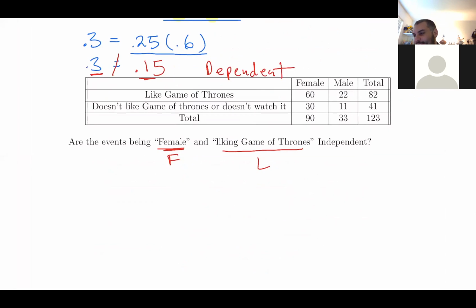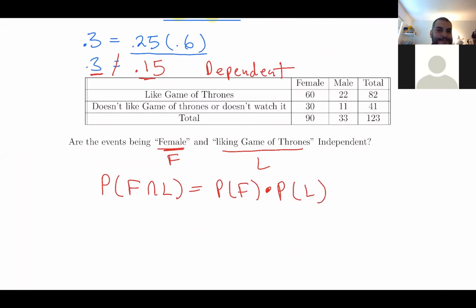So we're going to find the probability they're female and like Game of Thrones, which should be equal to the probability of female multiplied by the probability they like Game of Thrones. So far, any questions in regard to the notation?